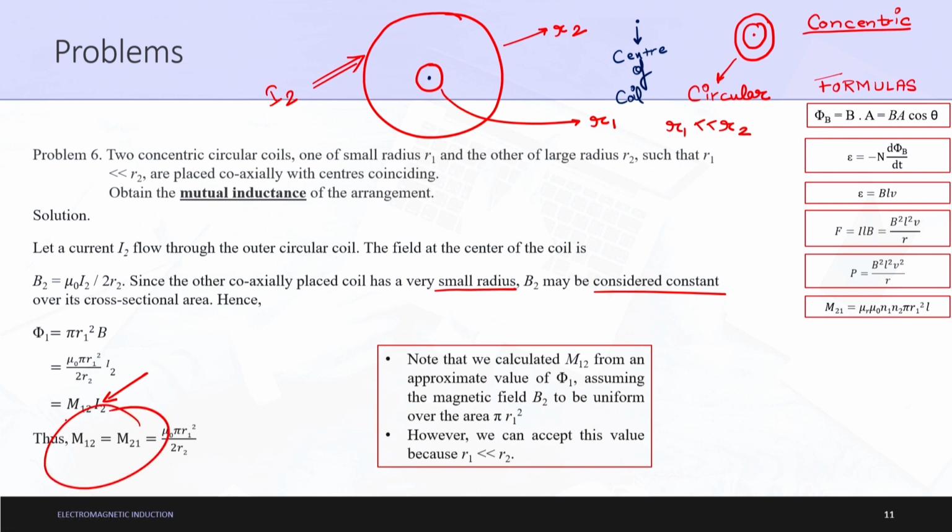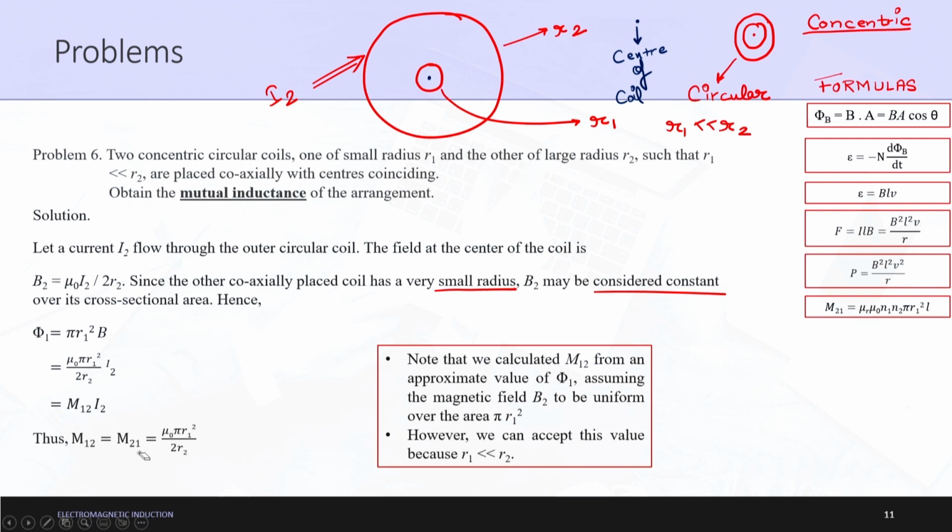As we already know, for coaxial coils M12 is equal to M21, which is equal to mu naught pi R1 square upon 2R2. Hence, this is the answer in front of you: the mutual inductance of the arrangement is mu naught pi R1 square upon 2R2.